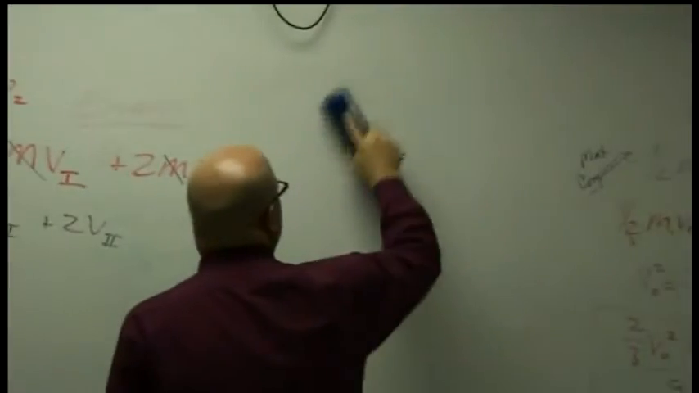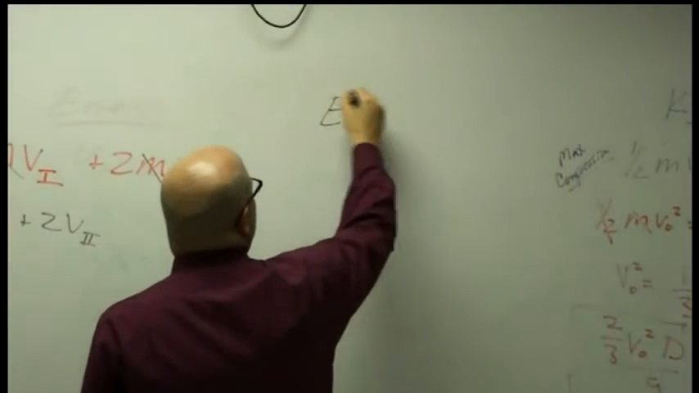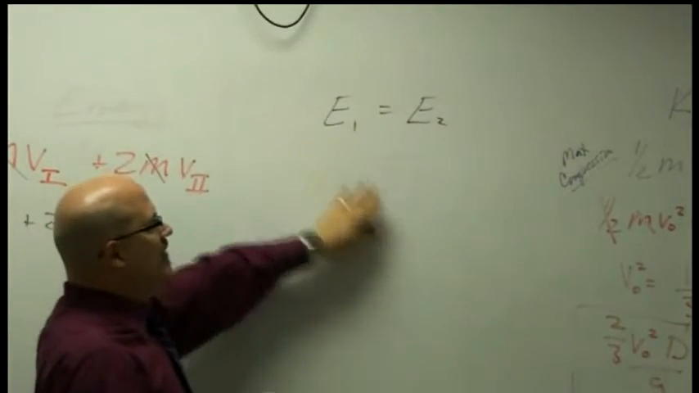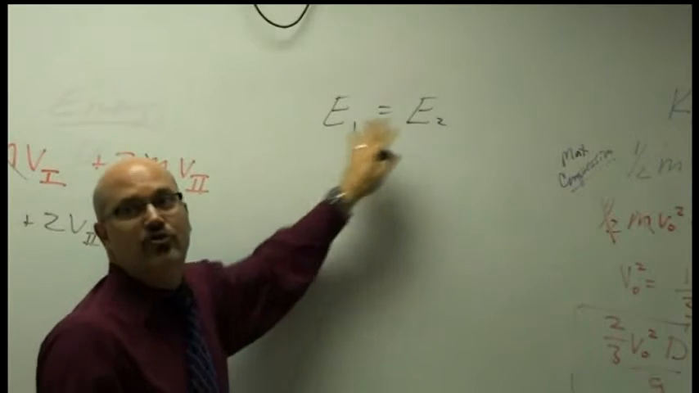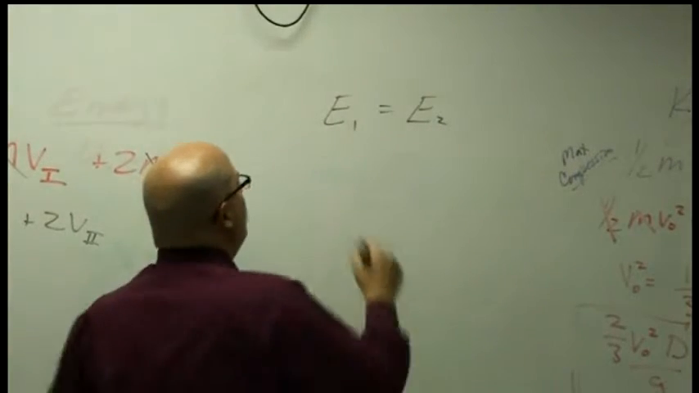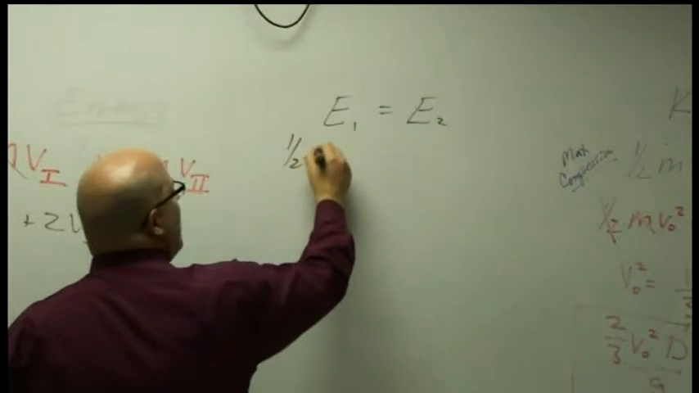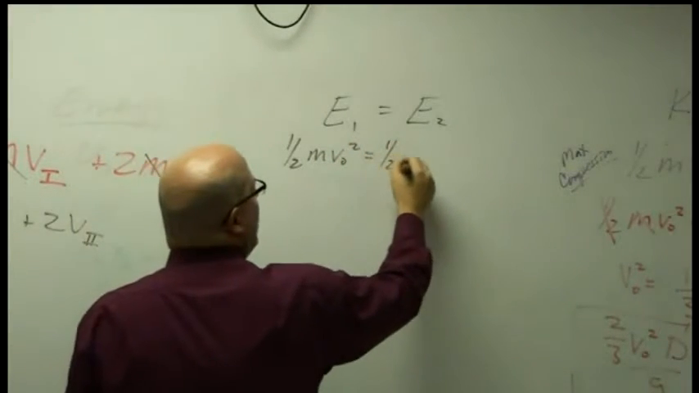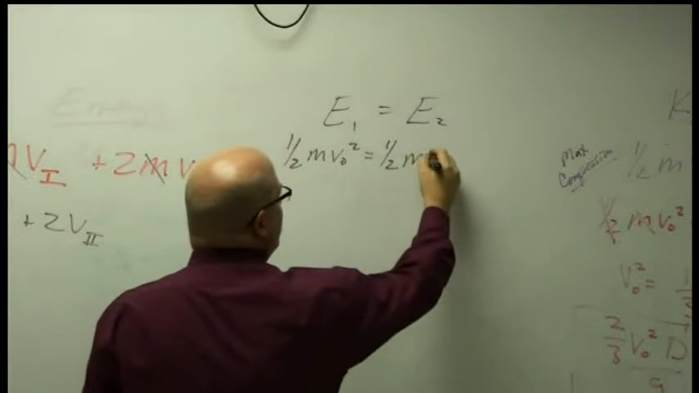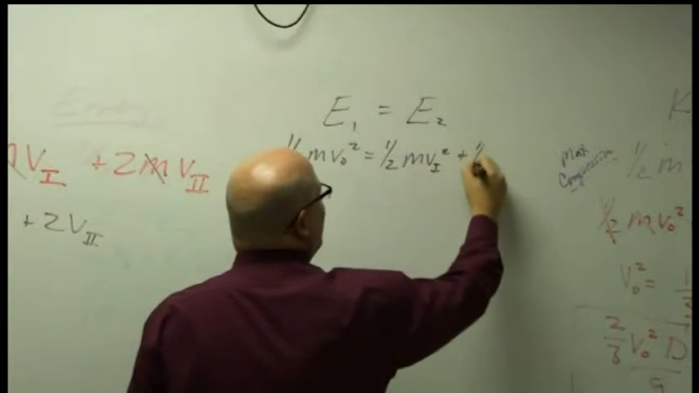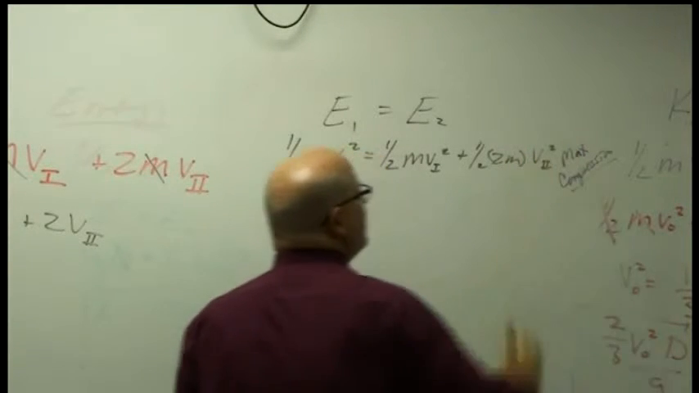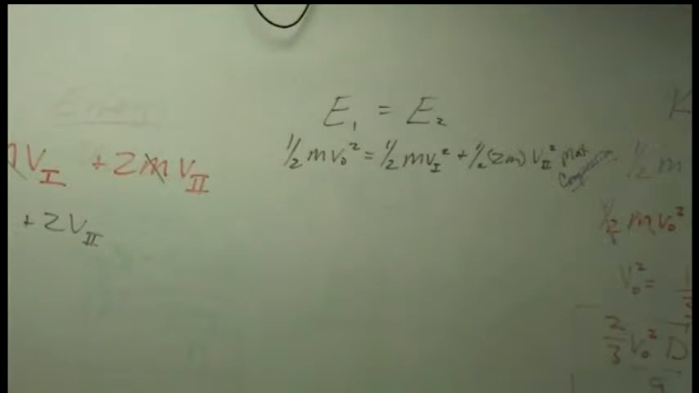Actually, not this type of collision. For this, where this is before the collision and this is after the collision, instead of before the collision and during the collision. Okay? So before the collision, I have 1/2 mv naught squared. After the collision, I'm going to have 1/2 mv1 squared plus 1/2 2m v2 squared. There we go. That works great, right?